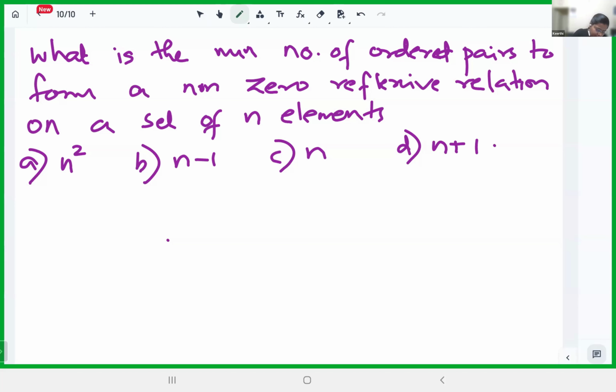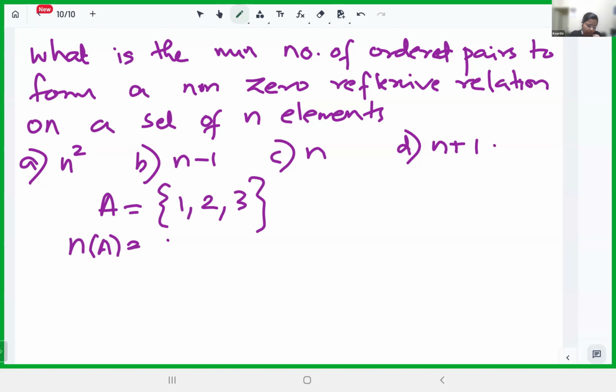Consider the set A equal to {1, 2, 3}. How many elements are there in the set? It is 3, right? So n(A) is equal to 3. The number of elements in the set A is equal to 3. So we have to form a non-zero reflexive relation using the minimum number of ordered pairs. We can use only a small number of ordered pairs. So how is that possible?